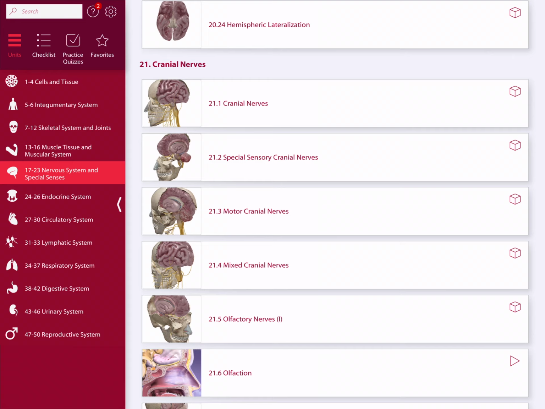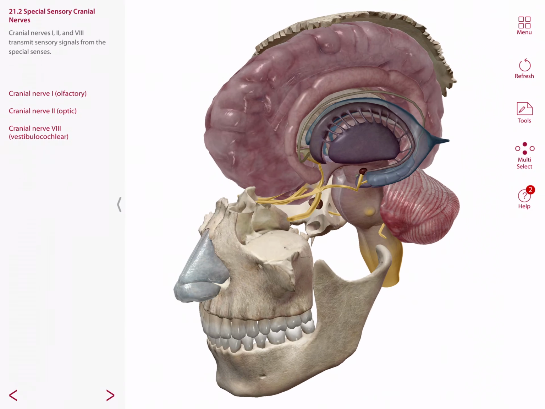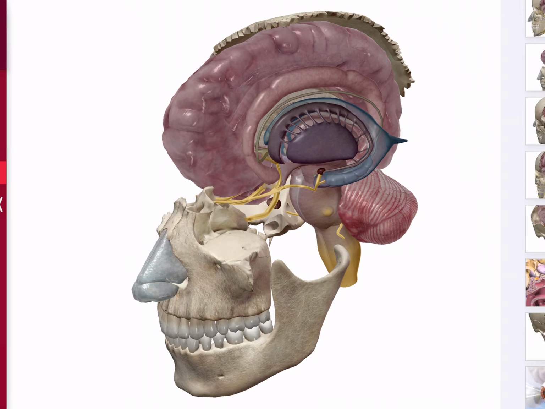So there are mnemonics. I would encourage you to get on YouTube and find the mnemonic for memorizing and learning all 12 cranial nerves. So we want name, number, and function. And so here's showing you the special senses. So we've got 1, 2, and 8 here. These are going to transmit the sensory signals for special senses.